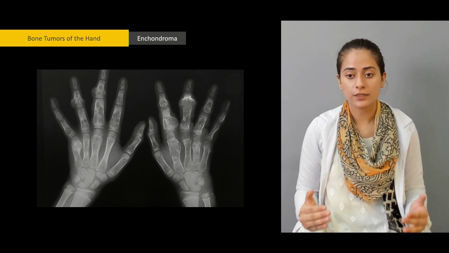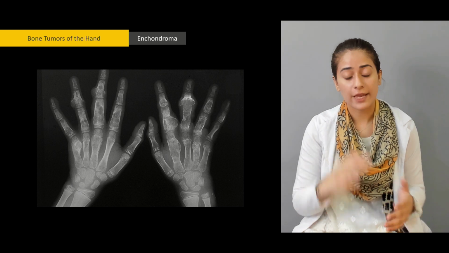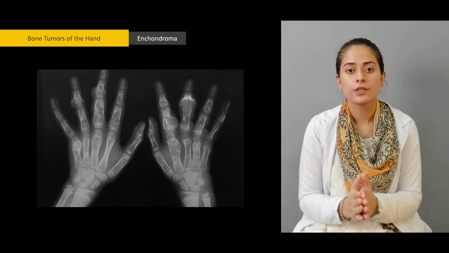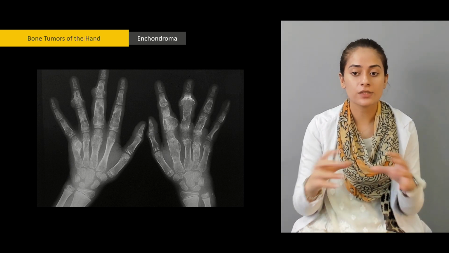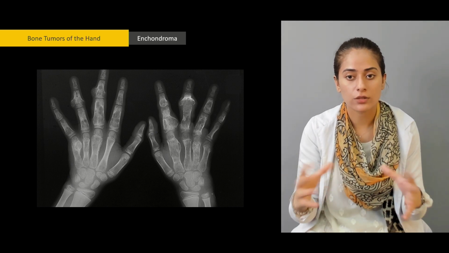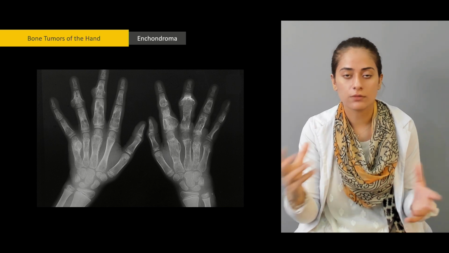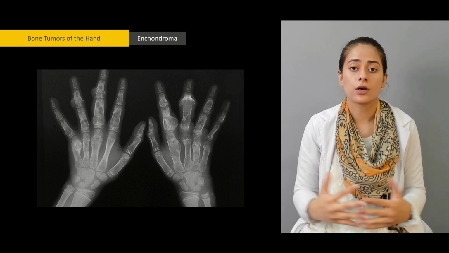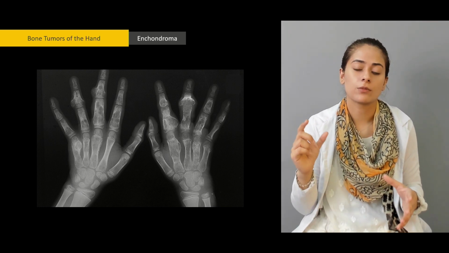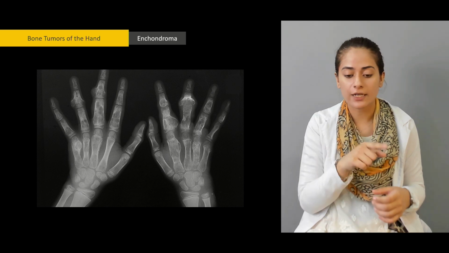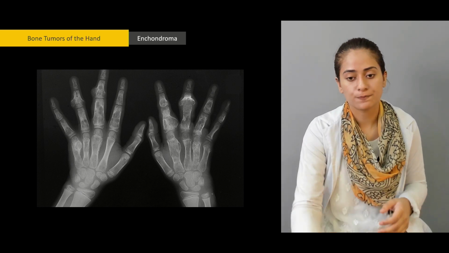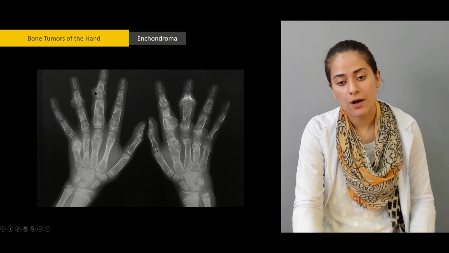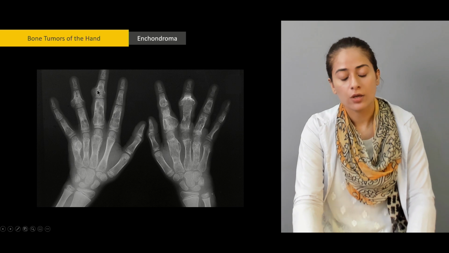So enchondroma, which is also called endochondroma. Endo will be inside, and chondrus is actually signifying that it's cartilage. So endochondroma is the cancer of the inside of the cartilage. The outside of the bone is cartilage. So all the cancerous activity, what is cancer?